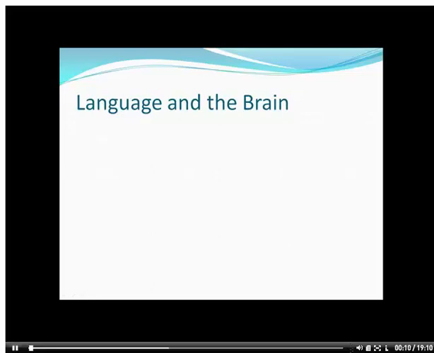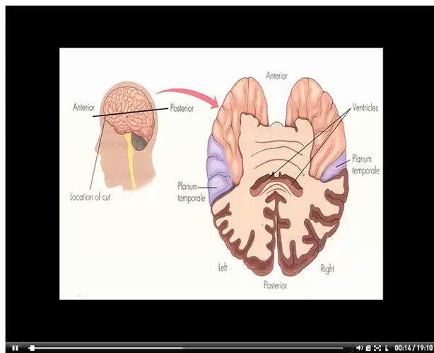to learn about language in the brain. So you're looking at the brain here, and you can see this area right here called the planum temporale in purple. If you laid the brain down on the table, you would see that the left hemisphere sticks out a little bit more.